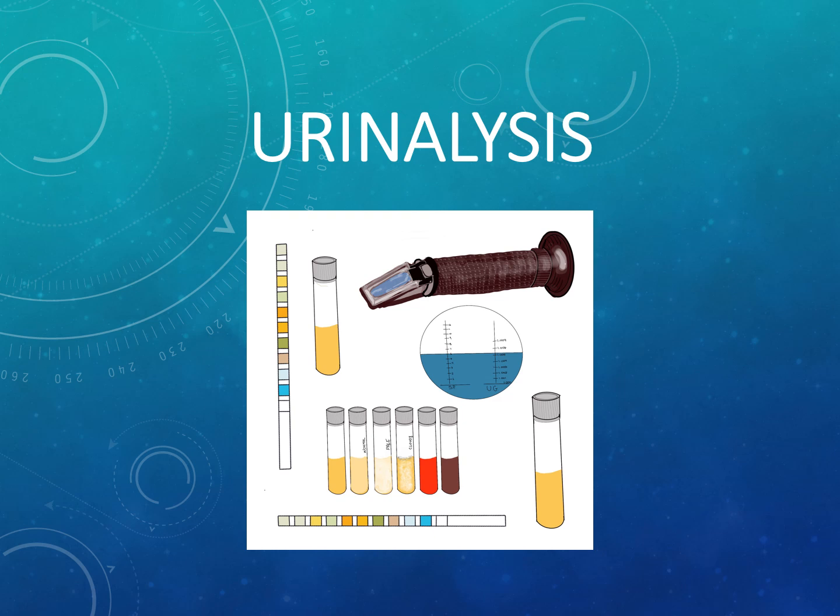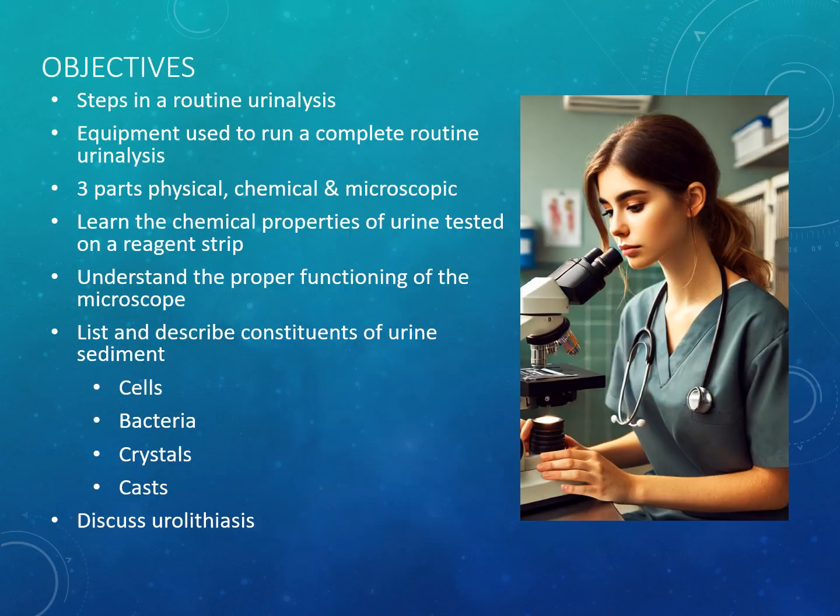Okay, well, we've talked a lot about blood in this class, so now we're going to talk about urine and the urinalysis. So in this lecture, we're going to discuss the steps in a routine urinalysis, the equipment you will use to perform a urinalysis, the three parts of a urinalysis, which are the physical, the chemical, and the microscopic. And we're going to learn the chemical properties of urine that are tested on the reagent strip, which is part of the chemical, and also understand how to use the microscope properly for a urinalysis.